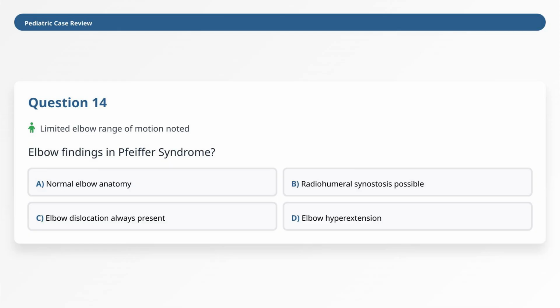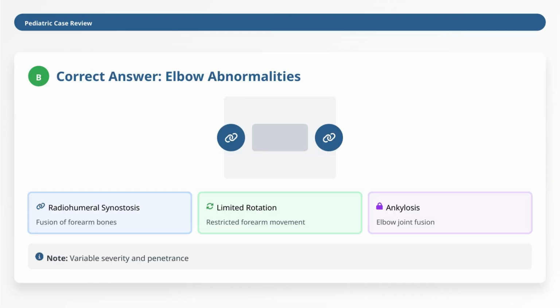Question 14. A child with Pfeiffer syndrome undergoes upper extremity examination. You assess elbow range of motion and find limitations. What elbow abnormalities may occur in this syndrome? Option A, normal elbow anatomy. Option B, radiohumeral synostosis is possible. Option C, elbow dislocation is always present. Option D, elbow hyperextension. The correct answer is B.